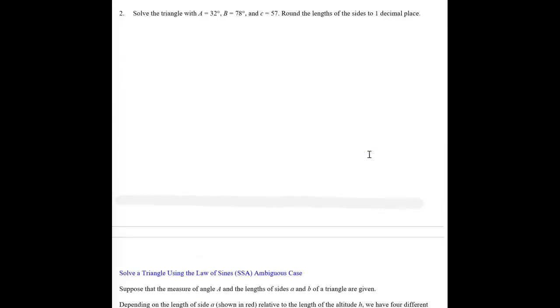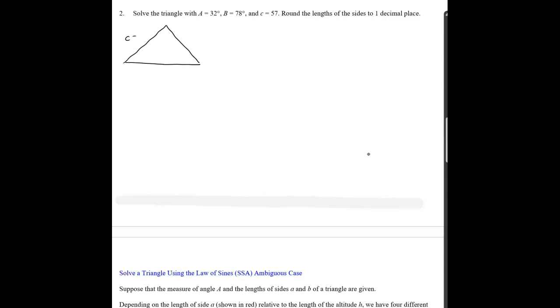In example 2, we want to solve a triangle with capital A equal to 32 degrees, B is 78 degrees, and little c is 57. I'm going to go ahead and set up a visual for that. Wherever I put little c, I need to make sure and put capital C opposite that. Wherever I put capital A, I need to make sure and put little a opposite that. And the same goes for capital B.